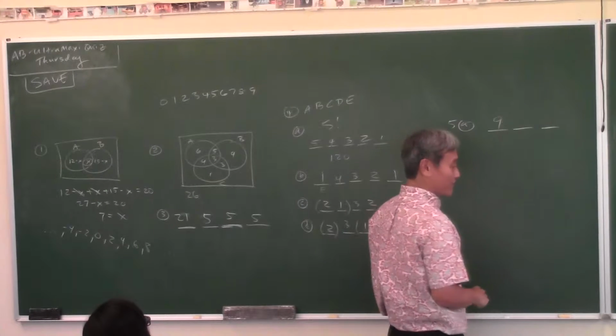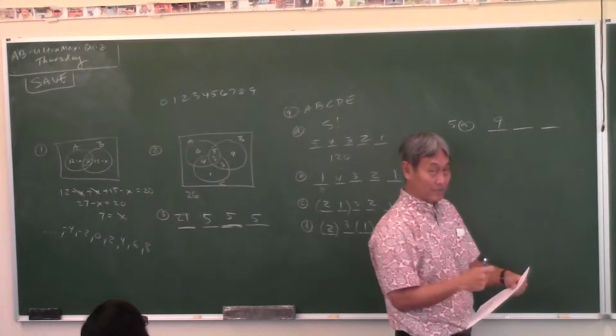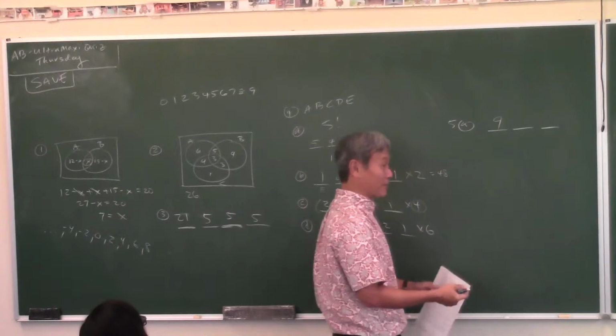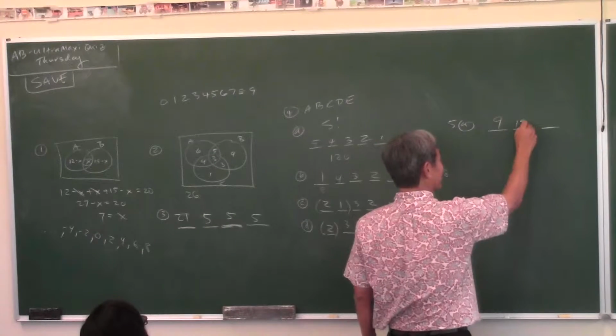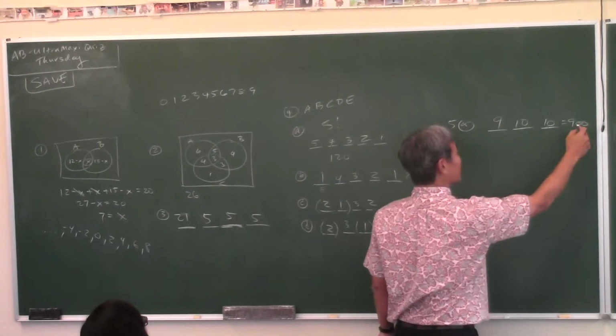How many choices do I have for the second digit? It doesn't say you cannot repeat. It just says how many 3-digit numbers are there. So that means you can repeat. So you have 10 choices and then 10. So there's 900. Or you could just go like this.